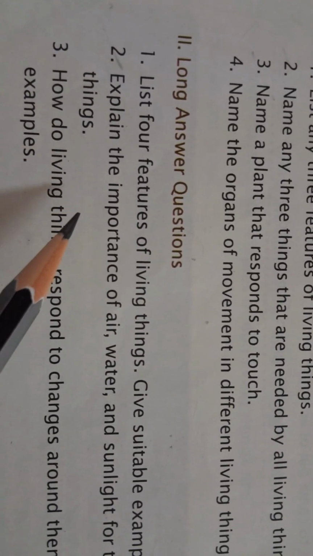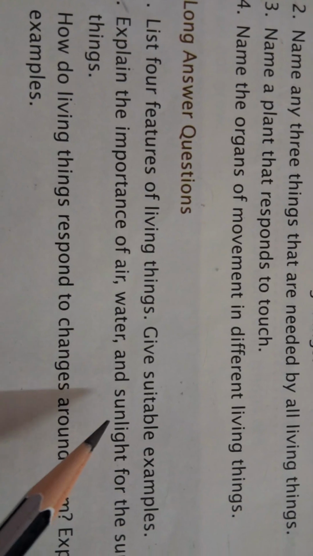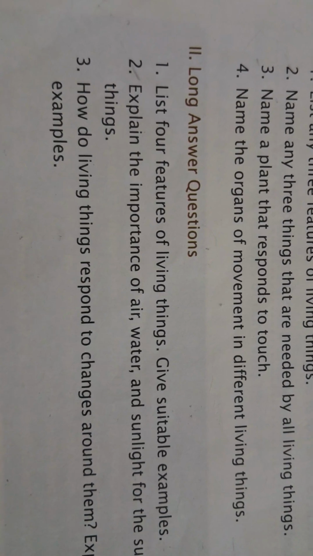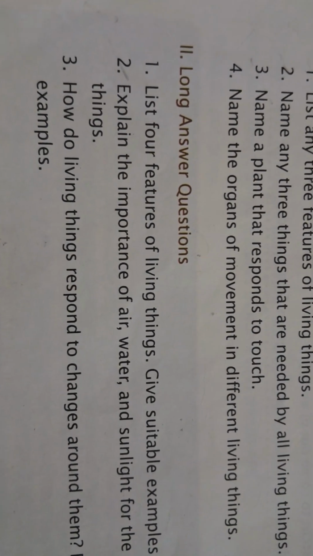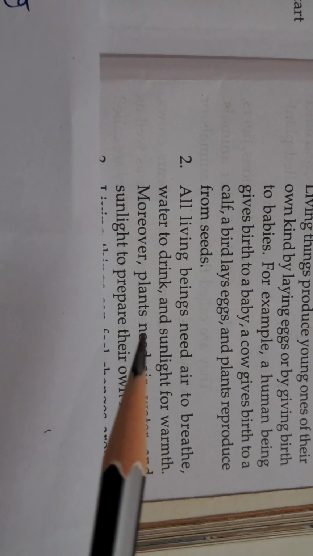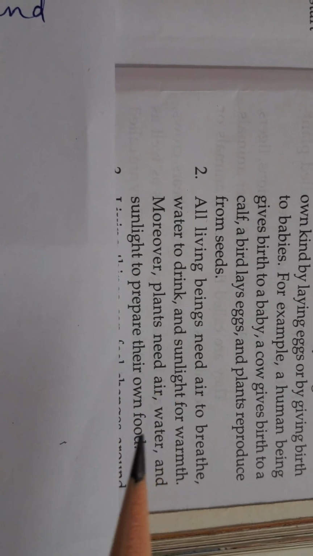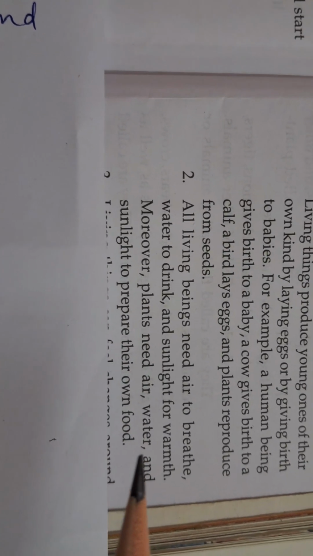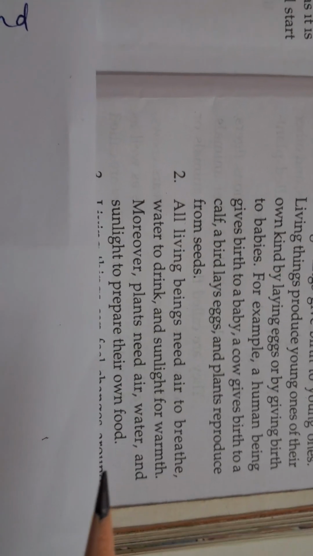Next question. Explain the importance of air, water, and sunlight for survival of living things. What is the importance of all these? We have to explain it. So all living beings need air to breathe, water to drink, and sunlight for warmth. Moreover, plants need air, water, and sunlight to prepare their own food. This is the answer of the second question.